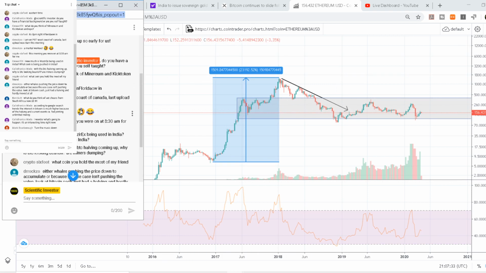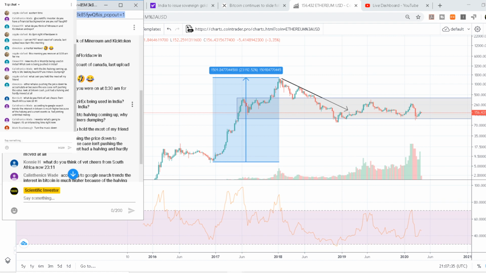Now I'm checking back at the messages. How much is WazirX being used in India? What coin is being pushed in India? Basically, that's from Croy 151. Thank you very much for the question.